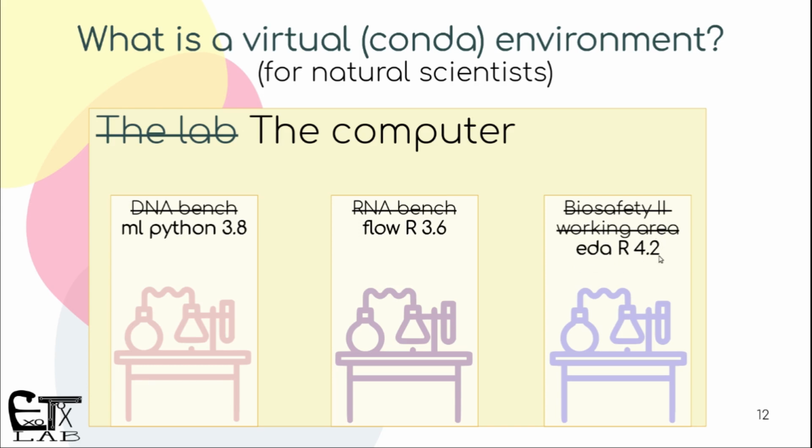But it has a different version of R, R 4.2, because I can do this data analysis work with version 4.2, which I maybe cannot do with 3.6. The 3.6 is only for the flow cytometry packages that are available. So basically you have little benches, in this case called environments, that allow you to keep specialized areas with the specialized tools that you need for each of the projects.